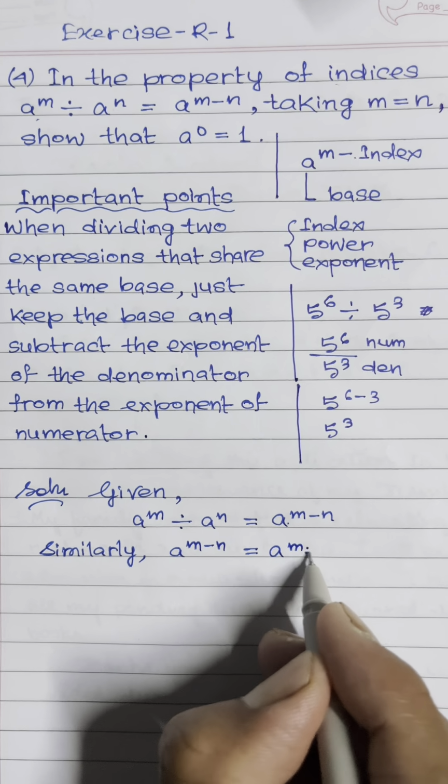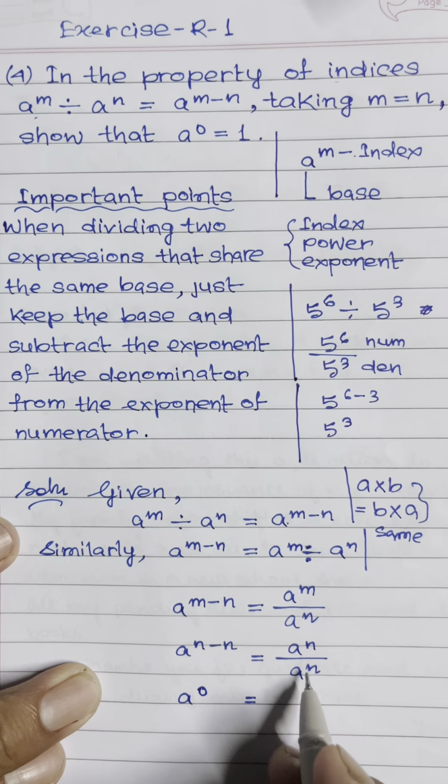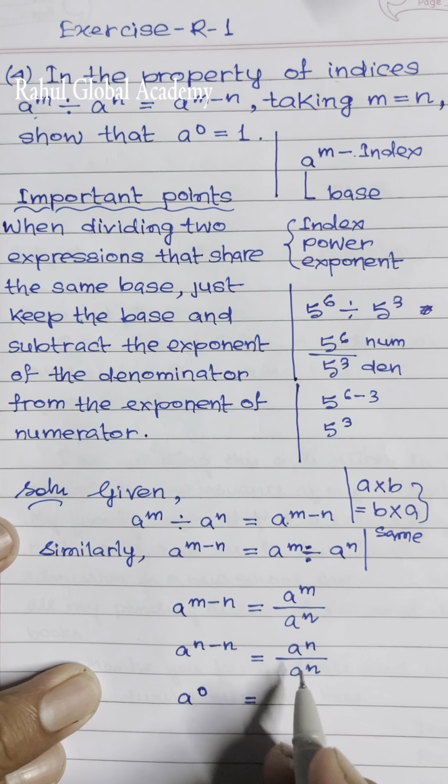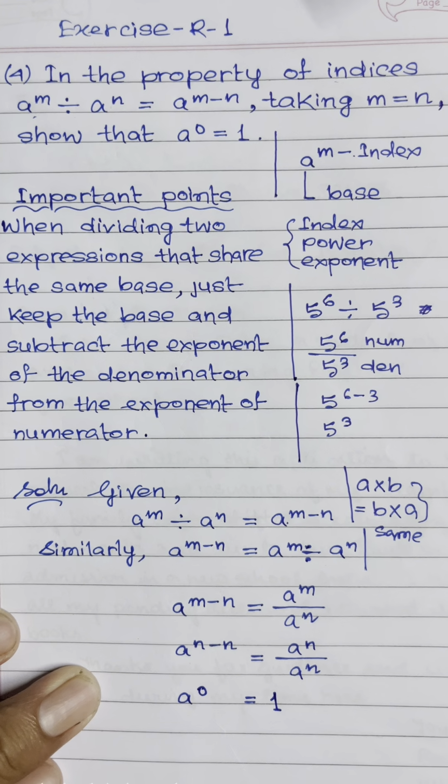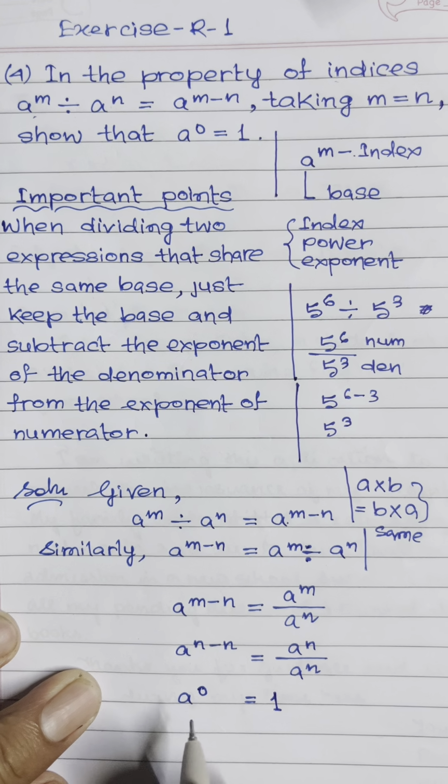a to the power 0, right, is equal to. Look at here again, a to the power n over a to the power n, you can cancel it out. So finally you are getting 1. So a to the power 0 is equal to 1 is the final answer.